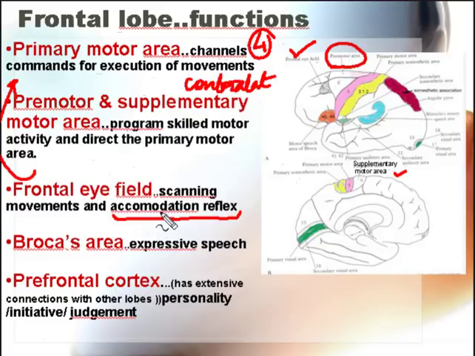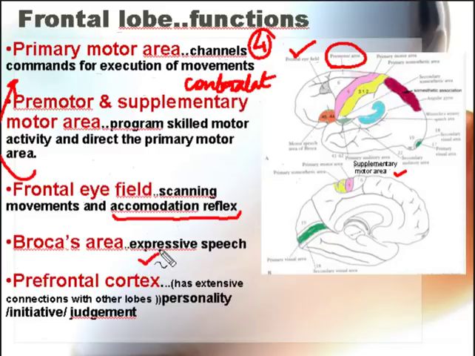Then we have Broca's area, area 44-45. This is the motor speech area used for expressive speech. That means the words that come out of your mouth. And this is located, as you can see, in the inferior frontal gyrus.